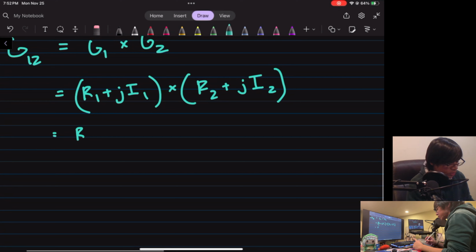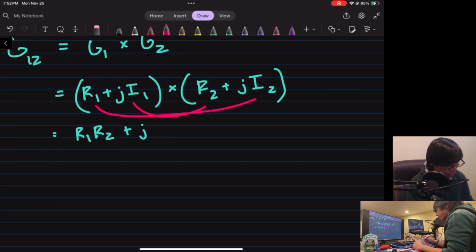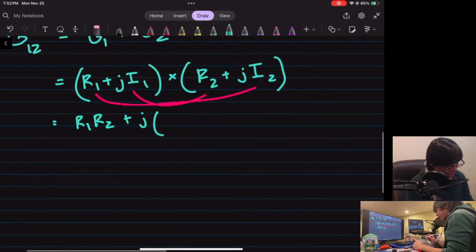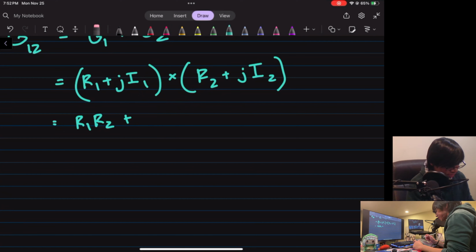So just distributing our variables here, we factor out a j, and we'll see that we have R1 I2 and I1 R2, which we'll be adding. Let me make sure I'm doing this correctly. I think it's easier if I just write it out like I'm used to. So j R1 I2 plus j R2 I1, yep.